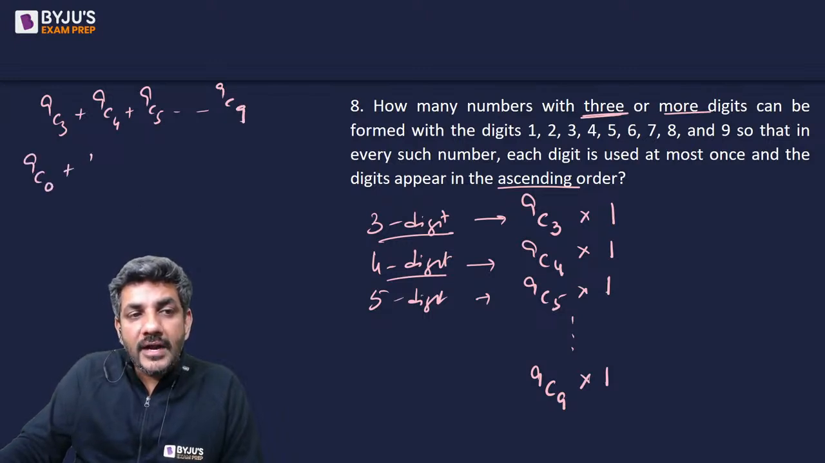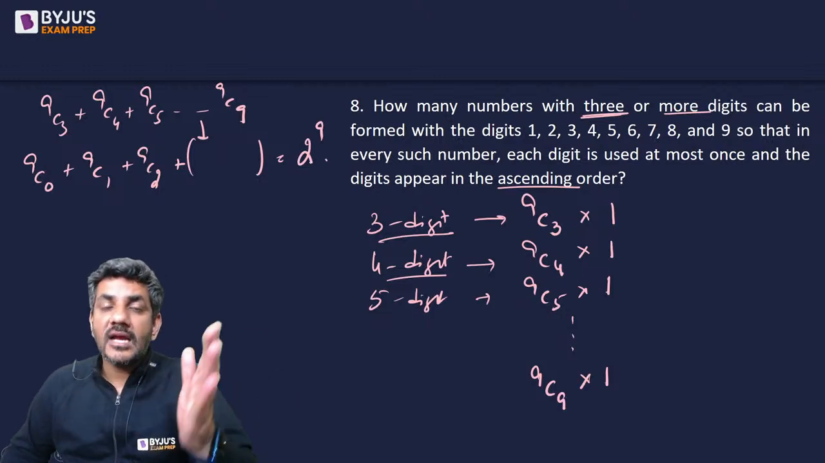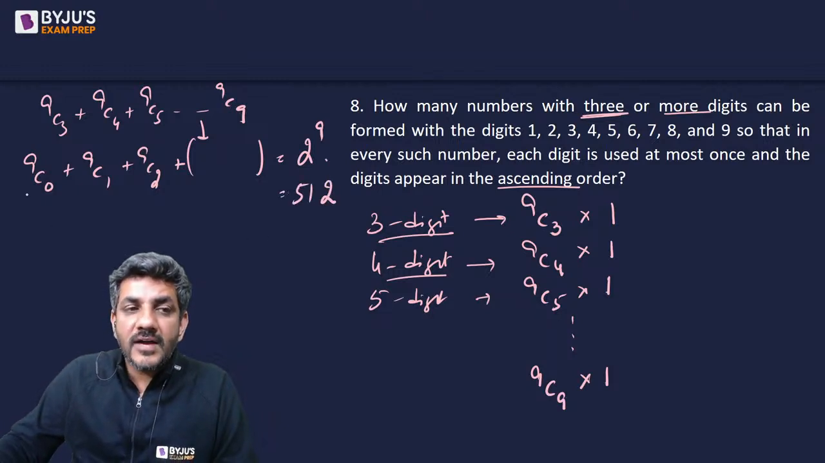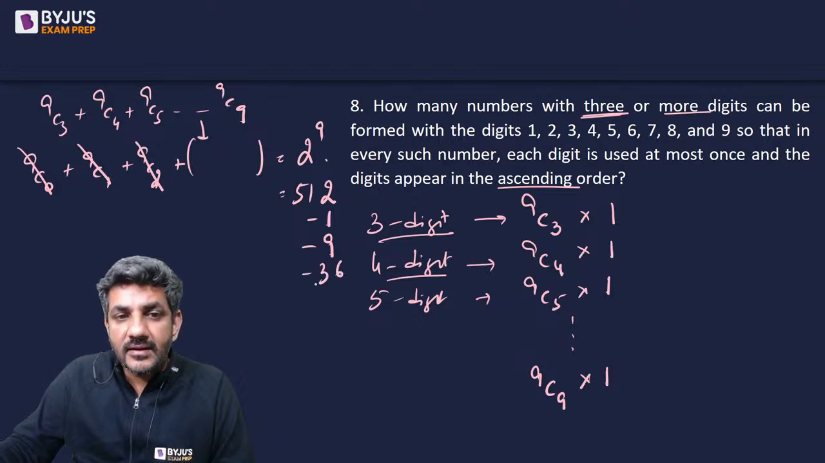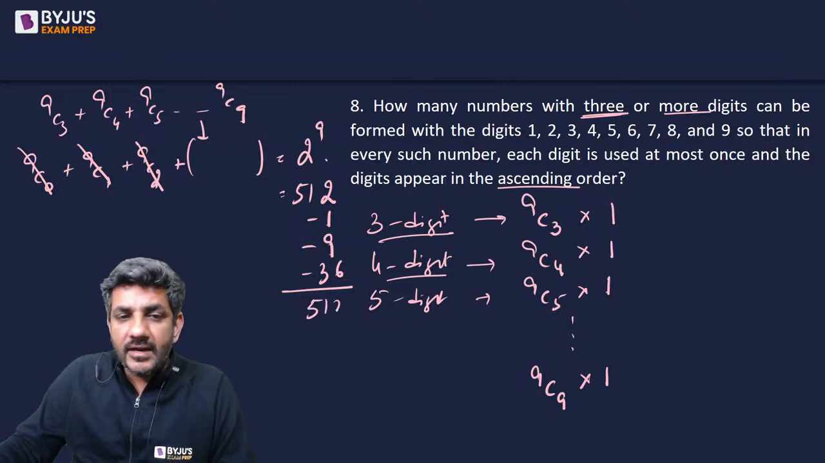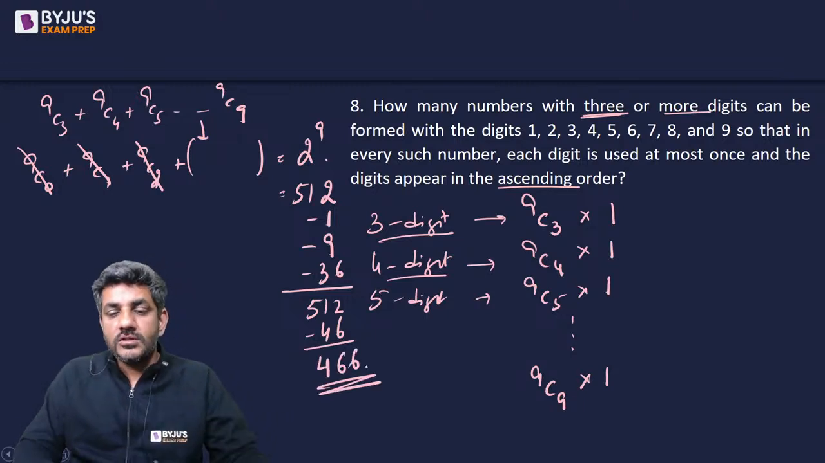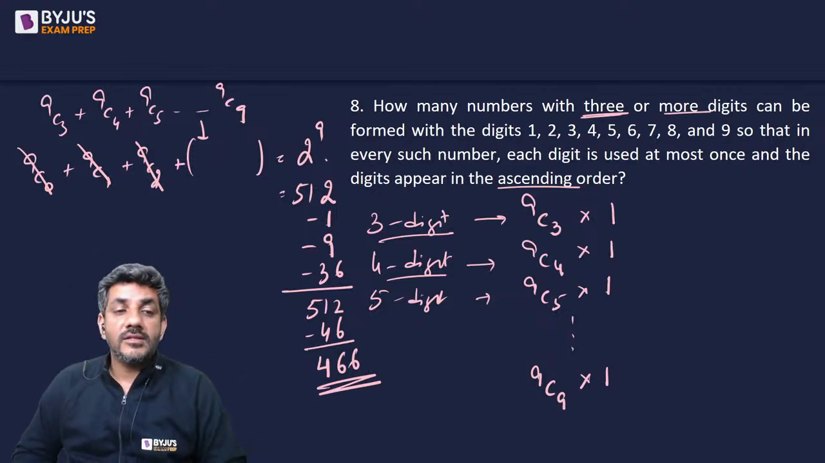Now, if I also add 9C0, 9C1 and 9C2 to all of this, I will get 2 raised to the power 9. 9C0, 9C1, 9C2, 9C3, 9C4 up to 9C9 is 2 to the power n, which is equal to 512. From that 512, this 9C0, which is 1, is subtracted. This 9C1, 9, is subtracted. This 9C2, 36, is subtracted. So 36 plus 9, 45, plus 1, 46 will be subtracted from that. 512 minus 46 is 466. So the total number of numbers that can be formed is 466. That is the right answer for this question number 8.